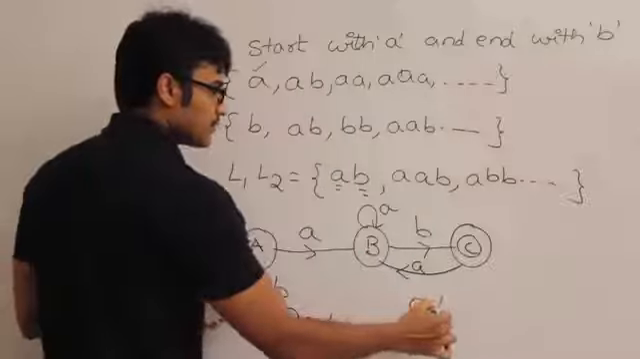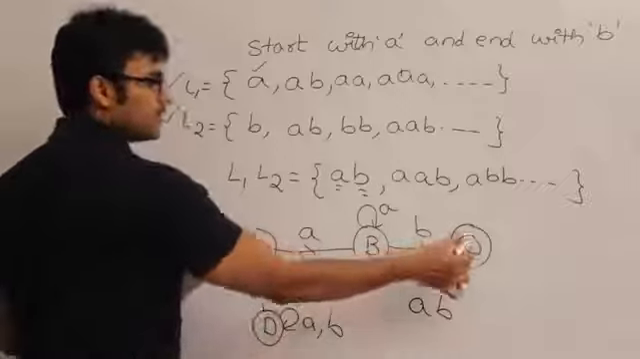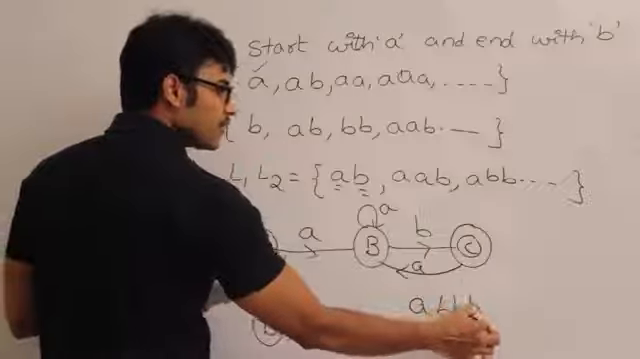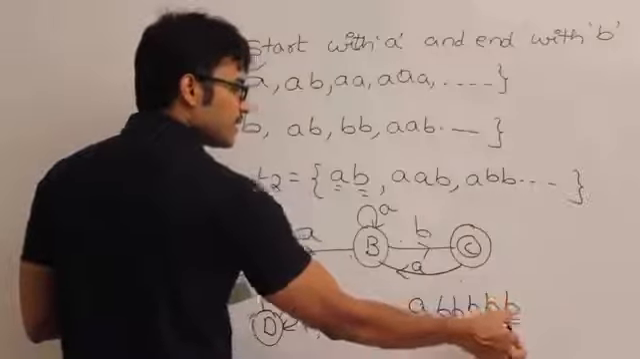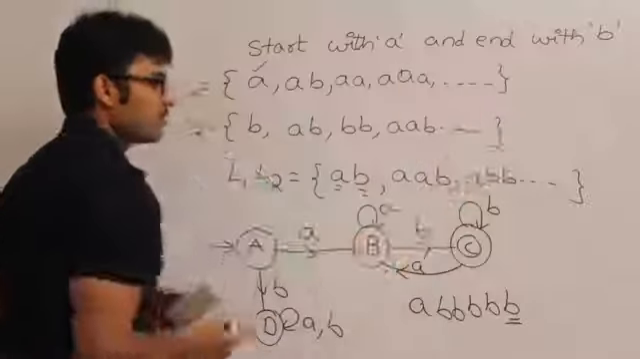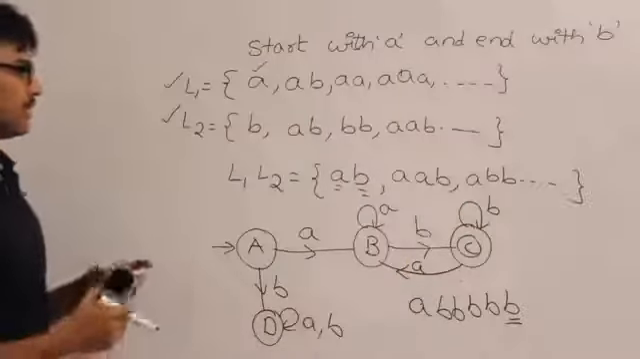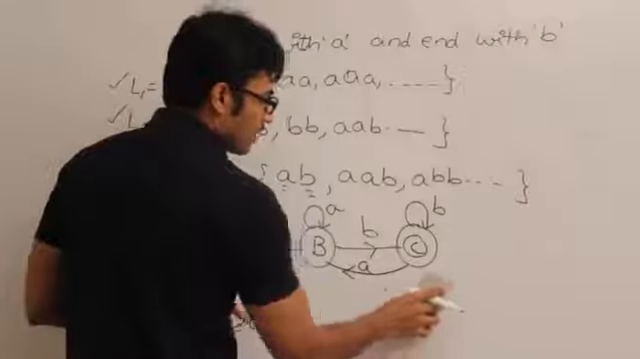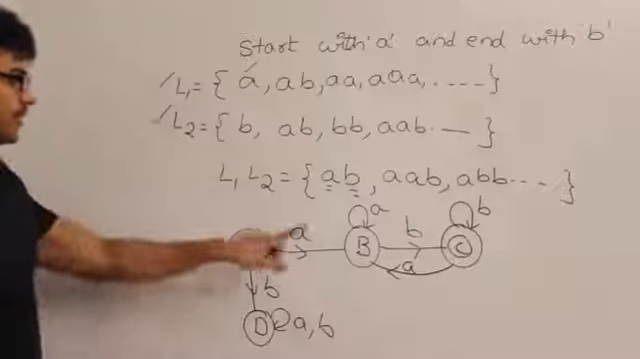In C, you have seen AB and reached C. Now if you see any number of B's, it is still ending with B itself. Therefore for any number of B's, we stay here. Got it? So this is how the final answer looks.